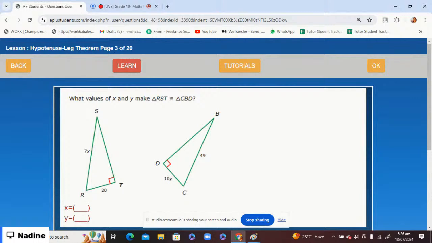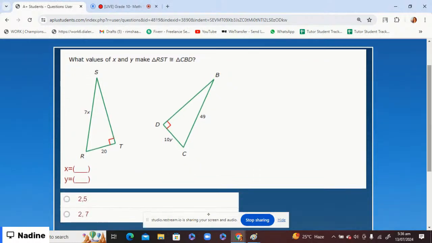Okay, now look at this one. What values of x and y make triangle RST equal to triangle CBD? For that, we are just trying to put in place of x which value and in place of y which value.